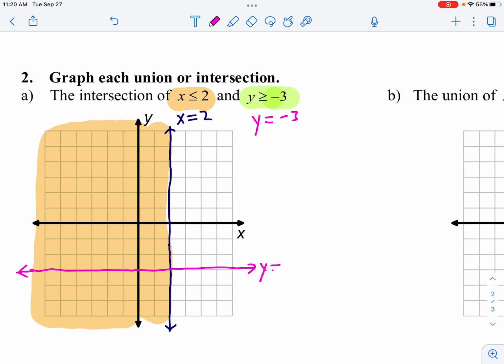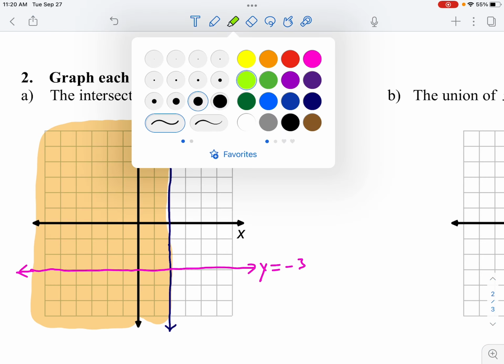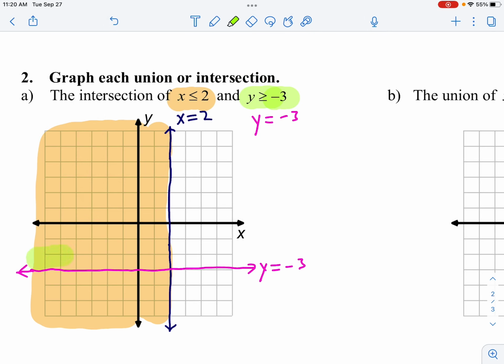Okay, so this is y equals -3. We want to graph everywhere where y is greater than or equal to -3. So this pink line is the line where y equals -3. We want y to be greater than or equal to -3, so we're going to go up, because y gets bigger. It gets bigger than -3 as we go up. So let's shade everything above that line in green.